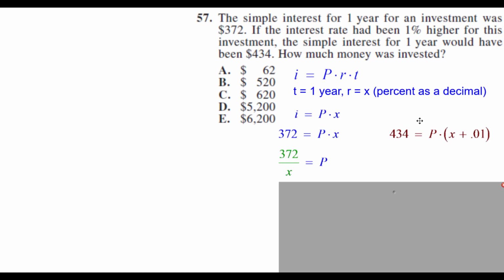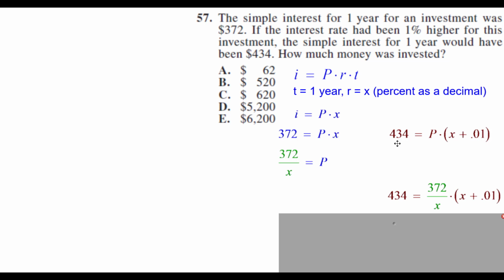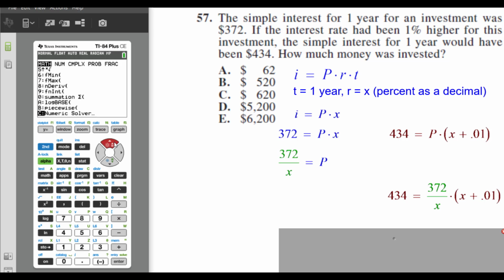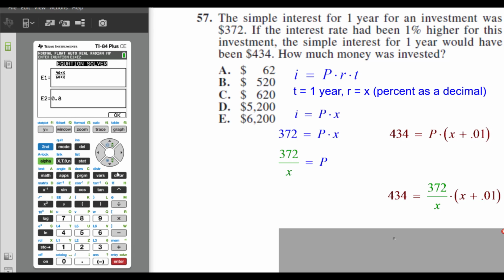But this is what we also want. In a year, we're going to have $434 in interest if we increase the rate by 1%, 0.01. So what I'm going to do is substitute into that equation right there and get 434 is equal to this expression in terms of x times this quantity. So instead of having two equations with two variables, one equation with one variable. And I think solving this with the solver is exactly what I would want to do here, just for time's sake. Again, you could do this by hand, but if we're allowed to use this and they know they're allowed to use this, encourage that.